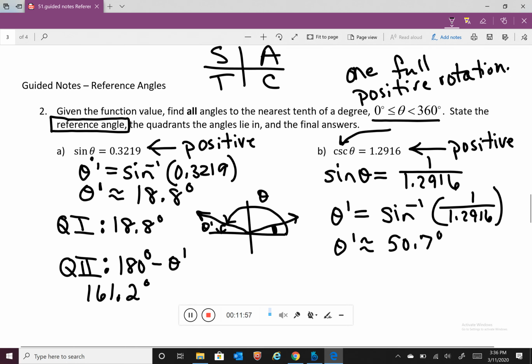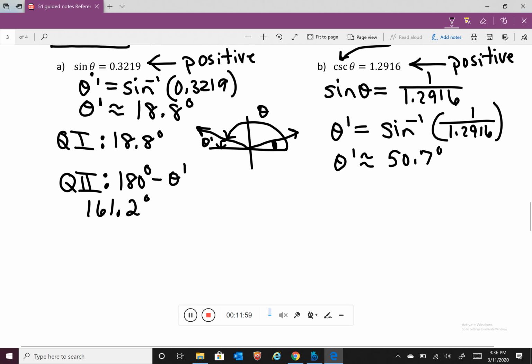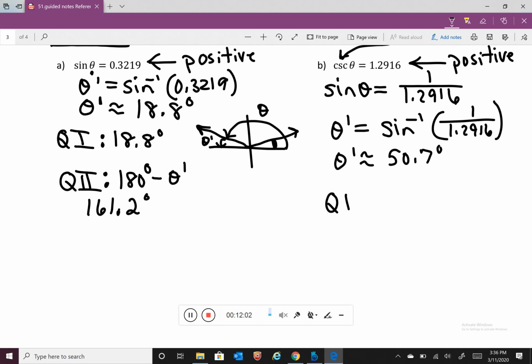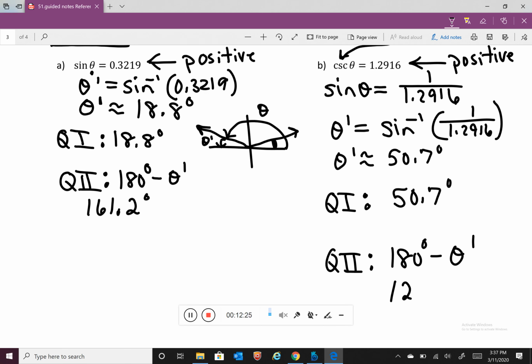And remember, my value was positive, so that means my two answers are going to lie in quadrants 1 or 2. And 50.7 degrees is an angle in quadrant 1, so that is my first answer. And my second answer, found in quadrant 2, is by taking 180 degrees and subtracting my reference angle. So my second answer is 129.3 degrees. So those are both of the angles that will meet that original condition.